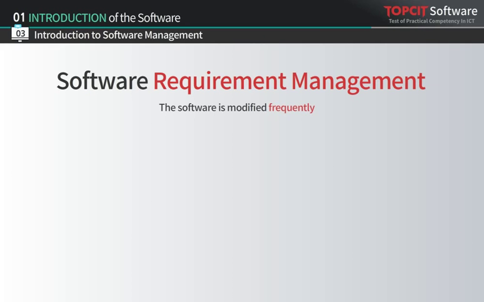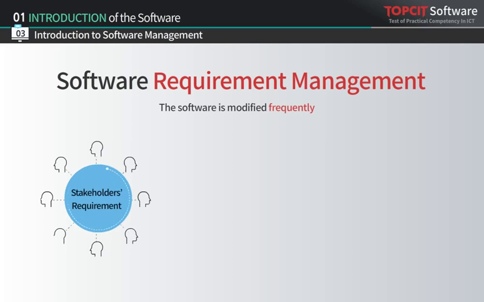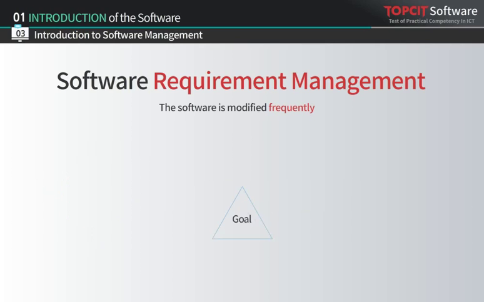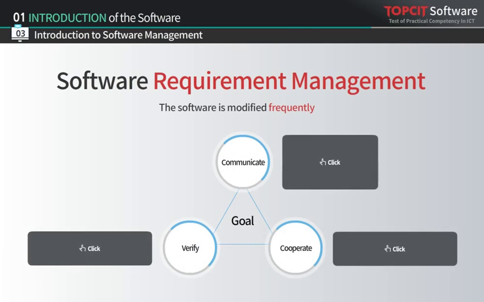Software requirement management is a systematic activity that extracts requirements from project stakeholders in order to establish, document, and agree on changes. Look at the purpose of this requirement management.